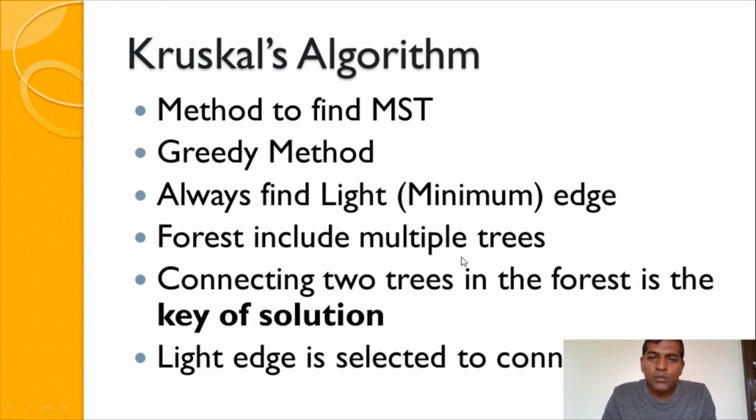The forest includes multiple trees. So we will understand Kruskal's algorithm in the form of trees and the forest. In the initial stage, we consider almost all the nodes as disconnected from each other, and every node represents a tree. When we connect these trees to each other, we get the connectivity as a forest. So connecting two trees in the forest is the key solution. A light edge is selected to connect the trees.